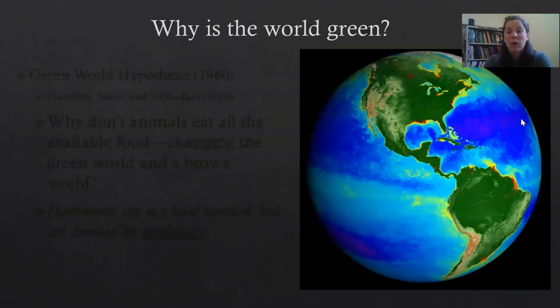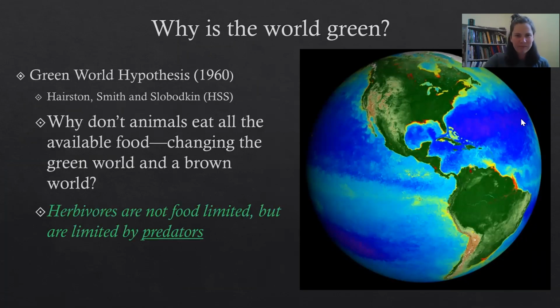And we often ask this question, this is kind of a famous question in ecology: why is the world green, right? We have all these species that eat plants, these herbivore species, these consumers of primary producers. We talked about primary producers last week. So even though we have all of these herbivore species, why is the world still green? And so in 1960, three scientists proposed this question, right? Why is the world green?